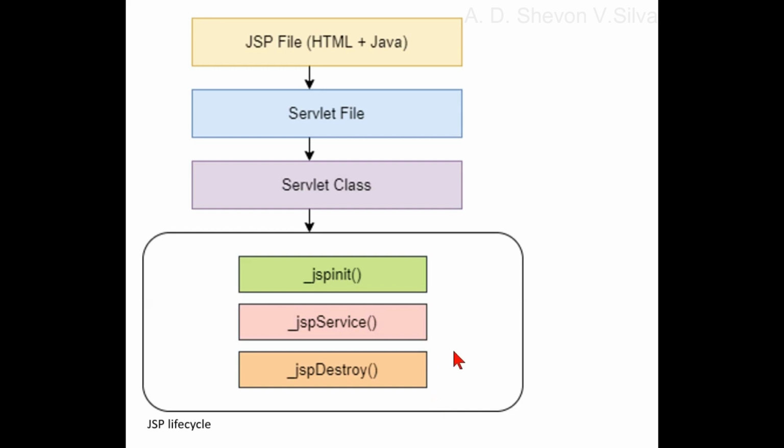Here the JSP file, HTML plus Java, is connected to the servlet file. The servlet file is connected to the servlet class. The servlet class is connected to here, and here you can see the _jspInit method, the _jspService method, and the _jspDestroy method.